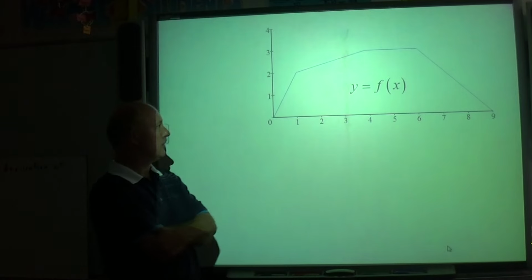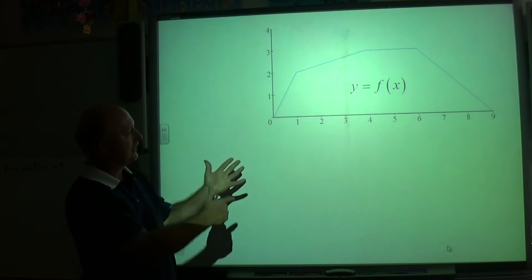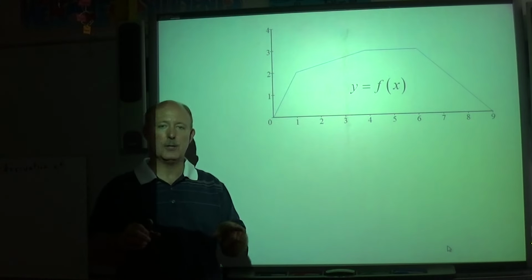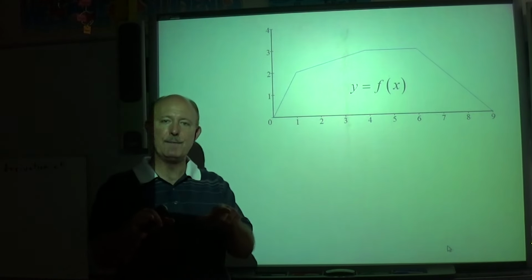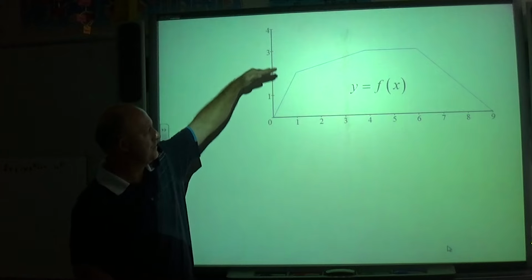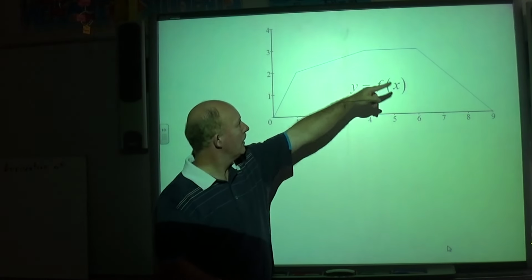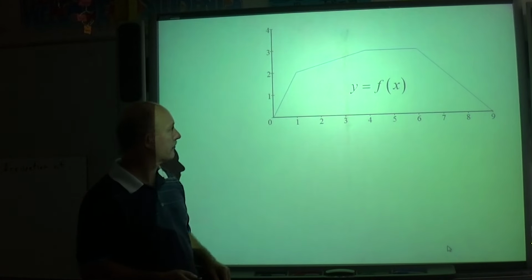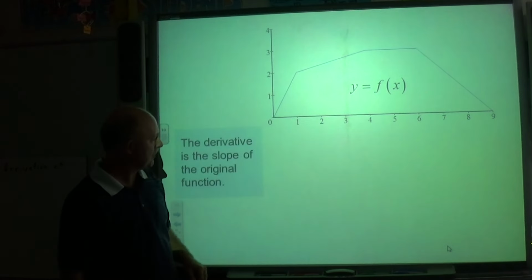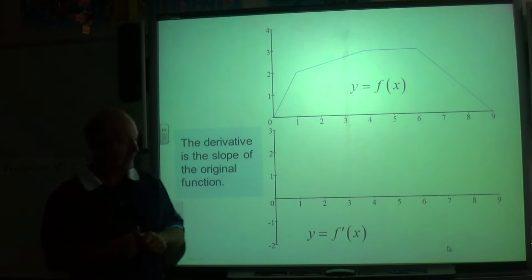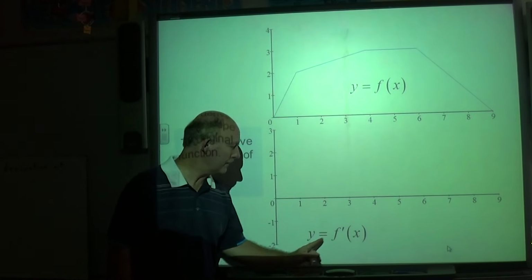Now, if you look at this function, it's basically like a step function, a series of vertical lines. Now, we're going to see if we can graph the derivative of this function. Like I said, this is kind of like a step function. You've got 1, 2, 3, 4 vertical lines. Then right underneath it, we're going to graph the derivative, which is going to be the slope of the original function.